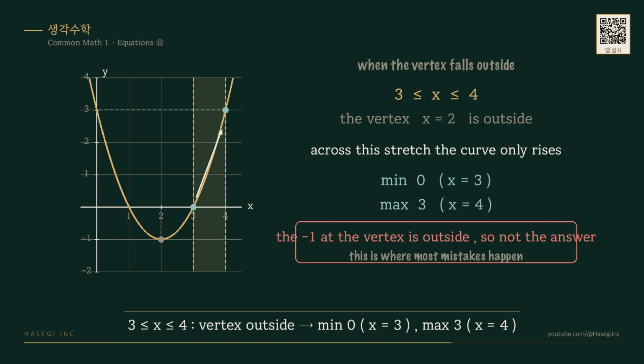And what about the -1 at the vertex? It is outside the range, so it cannot be the answer. This is where most mistakes happen.